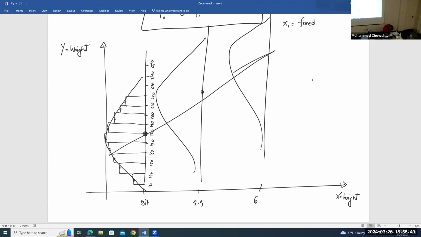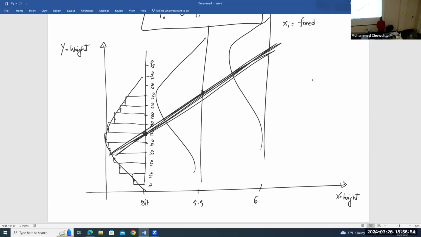And then if you join these means, this is your line. Are you understanding? That is the rationale for how the linear regression model is constructed. In the linear regression model, X is the independent variable, the explanatory variable, the predictor, the regressor, but X is fixed. X does not have a probability distribution, because once you fix the X height, there will be a distribution for weight. Clear, right? That is the basic idea of how linear regression comes into existence.